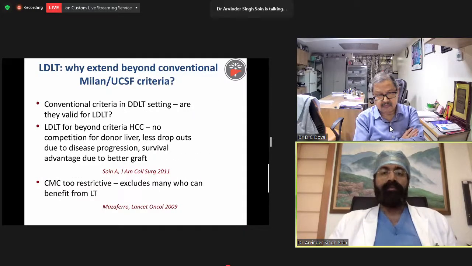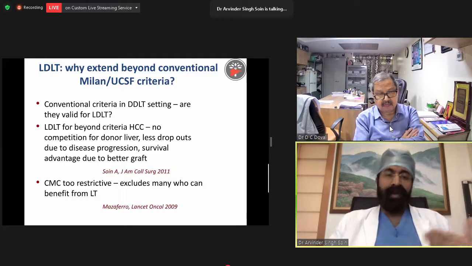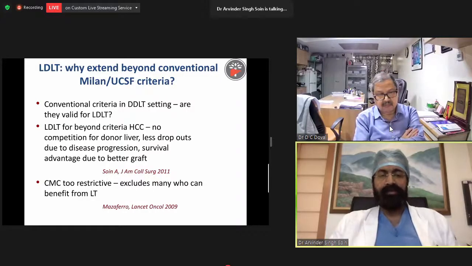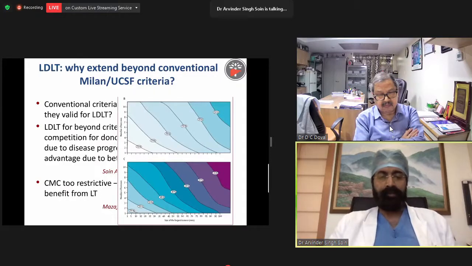Now, why extend beyond conventional Milan or UCSF? Because the conventional criteria were made in the deceased donor setting, and they are not really valid for living donor liver transplantation. And if you do LDLT for beyond criteria HCC, there is no competition for donor liver. There are less dropouts due to disease progression, and there is survival advantage due to a better graft. And obviously, the conventional Milan criteria based on size and number are very restrictive, and they exclude many patients who can benefit from transplant.